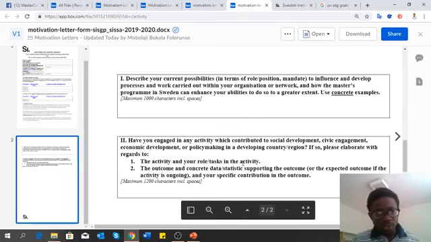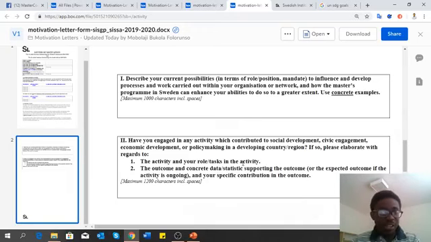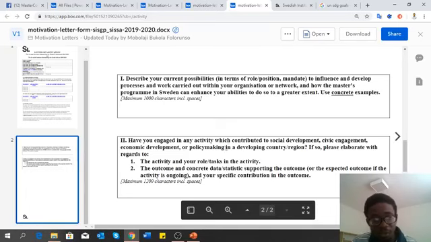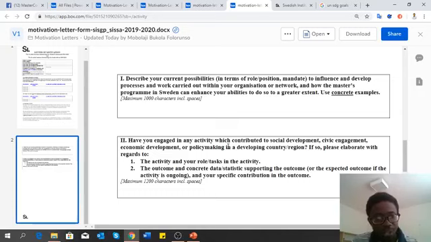Now the second question says, have you engaged in any activity which contributed to social development, civic engagement, economic development, or policy making in a developing country region? If so, please elaborate with regards to the activity and your role tasked in the activity, the outcome and concrete data, statistics supporting the outcome, or the expected outcome of the activity if the activity is ongoing, and your specific contribution in the outcome. Now, secret number 2, listen very well.